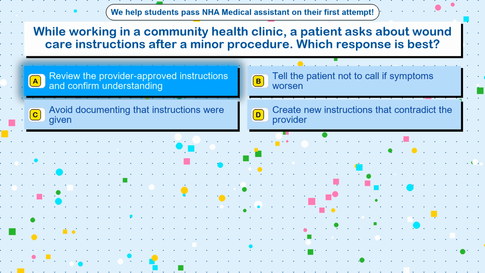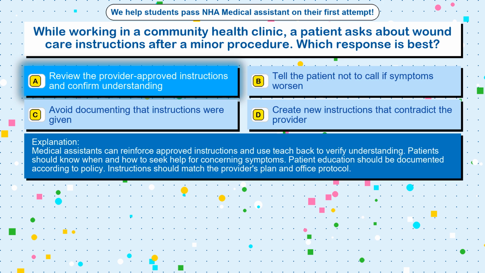The correct answer is option A. Review the provider-approved instructions and confirm understanding. Medical assistants can reinforce approved instructions and use teach-back to verify understanding. Patients should know when and how to seek help for concerning symptoms. Patient education should be documented according to policy. Instructions should match the provider's plan and office protocol.